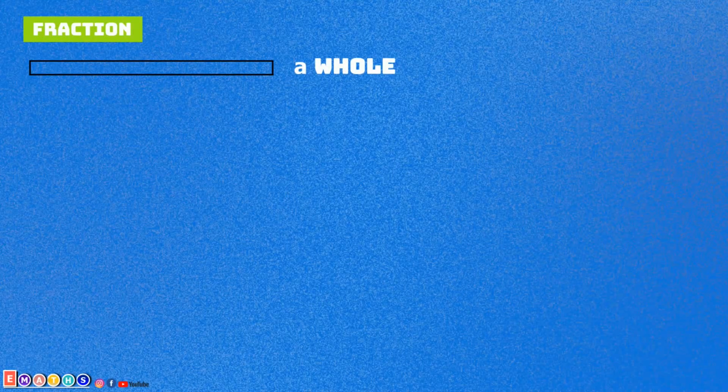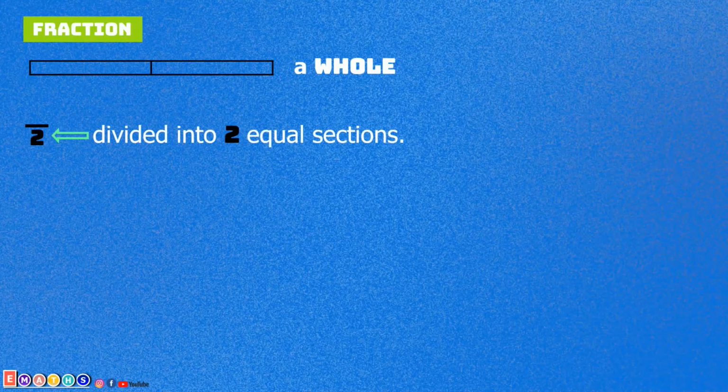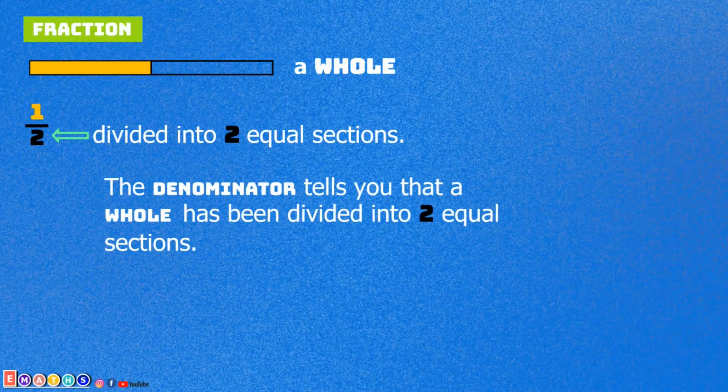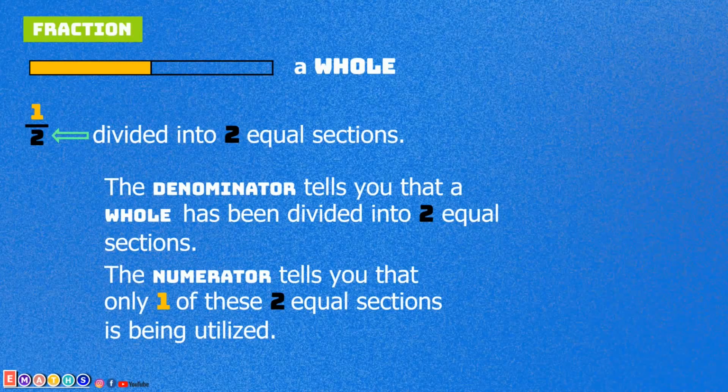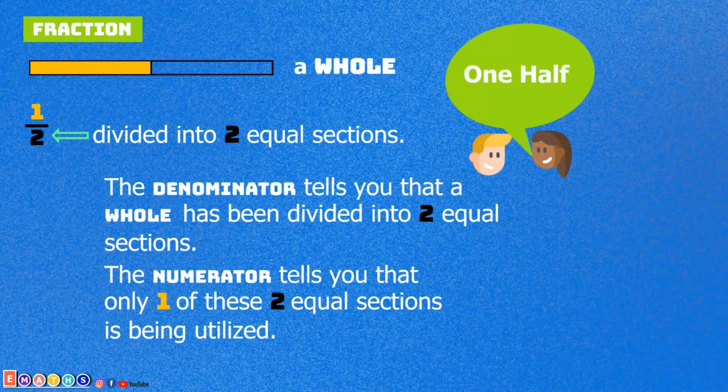Here we have a whole. Here the whole is divided into 2 equal sections. The denominator tells you that a whole has been divided into 2 equal sections. The numerator tells you that only one of these 2 equal sections is being utilized. This is called 1/2.